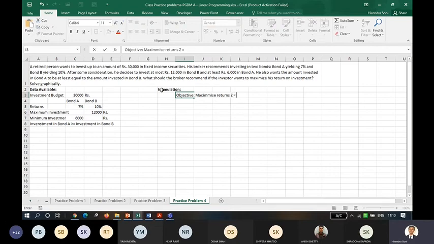And how much would be the returns? Z equals to 7%. 7% मतलब कि कितना हो गया? 0.07 of investment in A. Correct? Plus 0.10 of investment in B. Correct, na? Please correct me if I'm wrong.